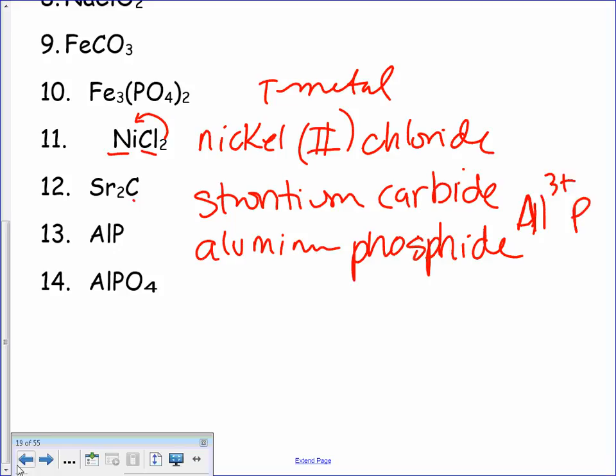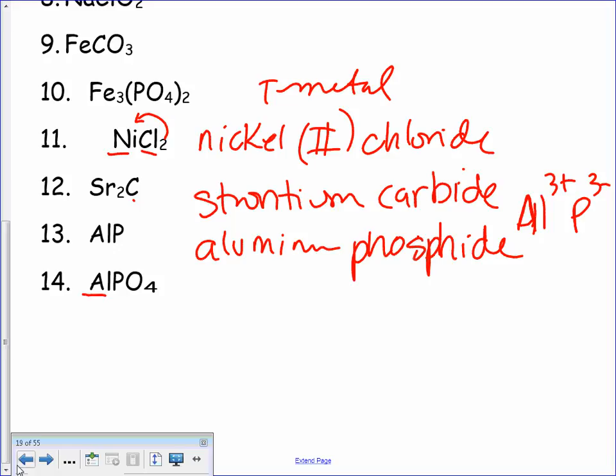Phosphorus was in group... It is still, not was. It is in group 5, but it gains 3 electrons, right? So it was Al3P3, but then we reduced it down to 1 and 1. All right, now name this one.